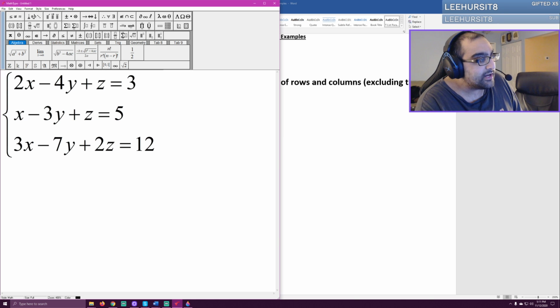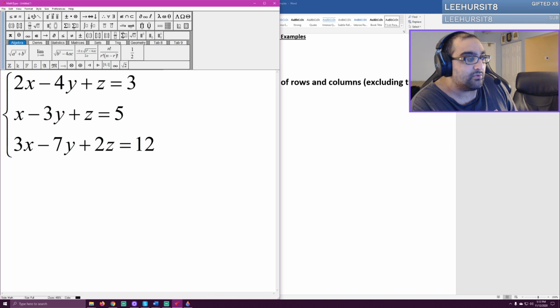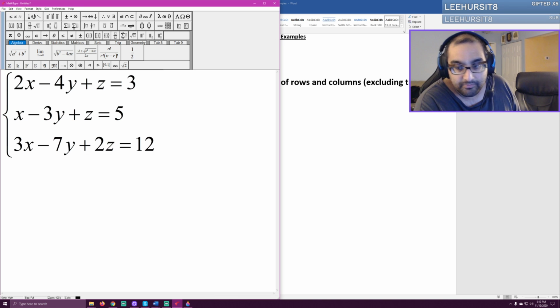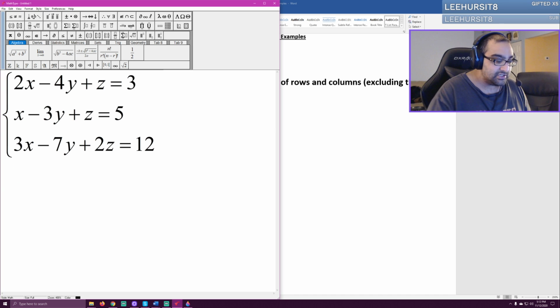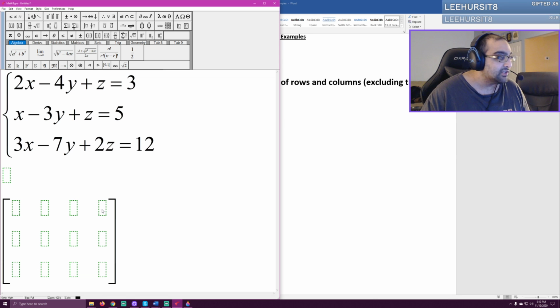We have 2x minus 4y plus z is equal to 3. We have x minus 3y plus z is equal to 5. And 3x minus 7y plus 2z is equal to 12. First things first, let's set up our matrix. We're going to set up, in this case, a 3 by 4 matrix. We are going to include the answer column because we need to reduce it down like we did in the last couple of examples from the last section.